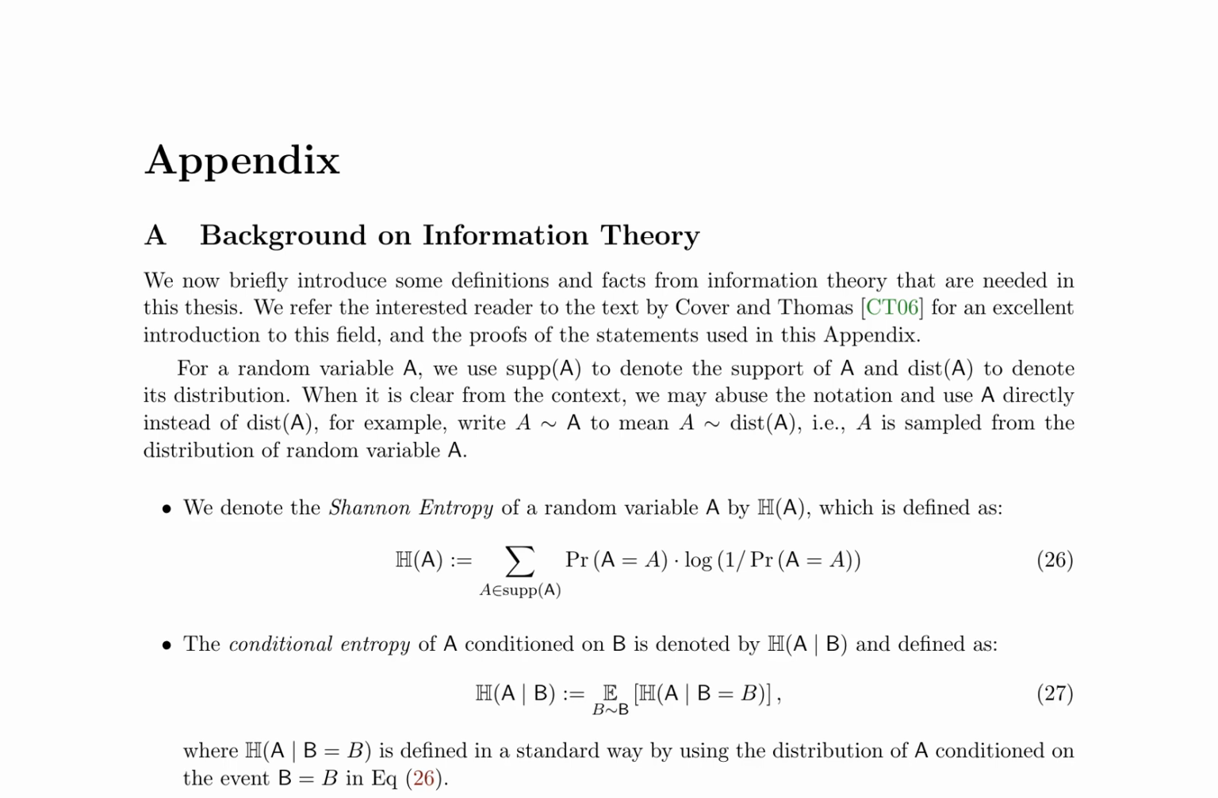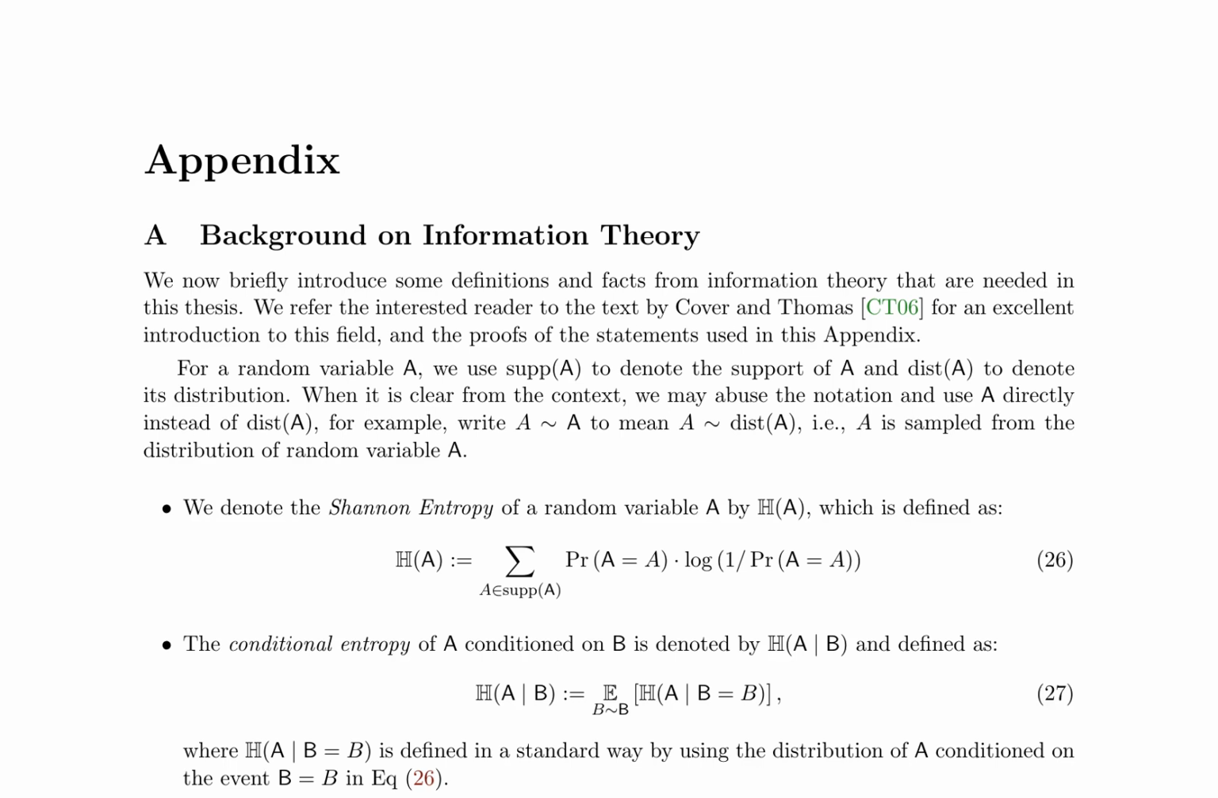In information theory, the support of a random variable A is denoted by sup(A), and its distribution is denoted by dist(A). The Shannon entropy of A, H(A), measures the uncertainty or randomness of A and is defined as the sum of the probabilities of each possible value of A multiplied by the logarithm of the inverse of those probabilities. Specifically, H(A) equals the sum over a in sup(A) of Pr[A = a] log 1/Pr[A = a].